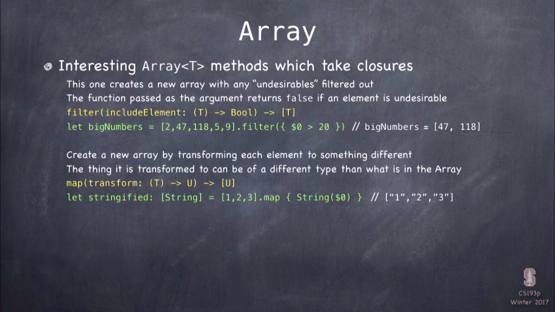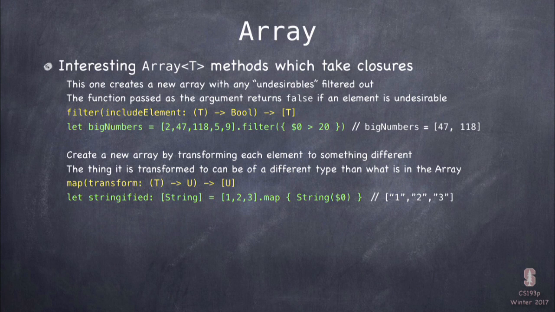One thing about this one also: notice that after the word map there are no open parentheses. Do you see the difference between filter and map? When I called filter, I said open parentheses, open curly brace, the function, close curly brace, close parentheses. Here I just say curly brace, string $0, curly brace, no parentheses. This is what's called the trailing closure syntax. You are allowed to have closures that are the last argument to a function be outside of the parentheses of that function, because they're trailing the call.